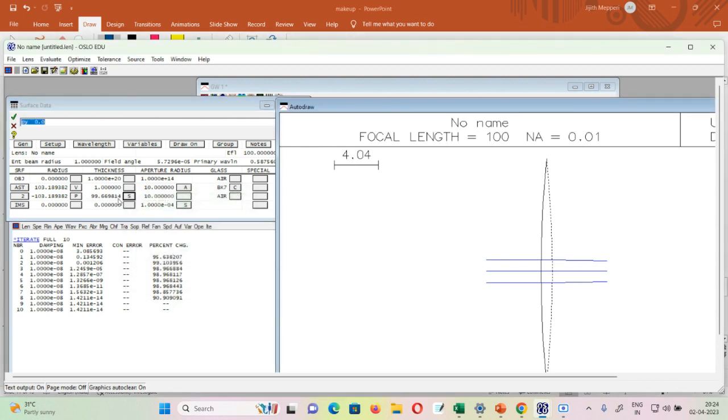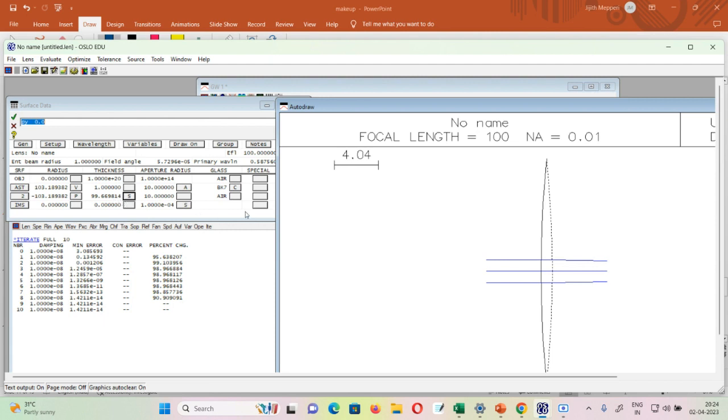So now you can see that 99.669814 is coming. Why is it coming at 99.66? Because even though this is a lens, it is not exactly a thin lens, because it has a finite thickness of 1 millimeter, right? That's why it is not exactly giving us 100. So the object distance is infinity, and it is giving a point at 99.66.